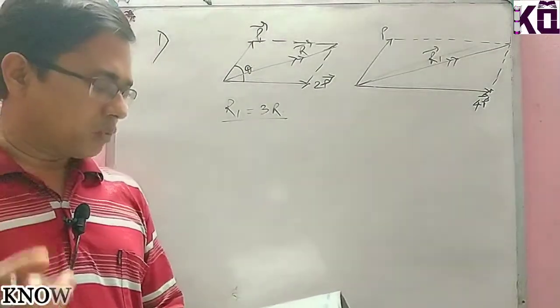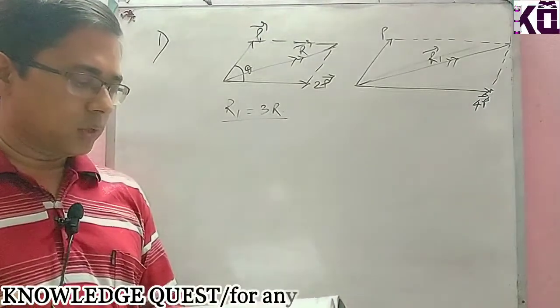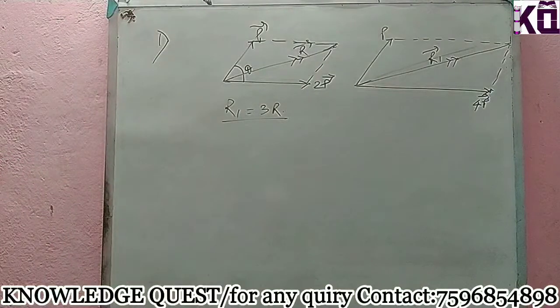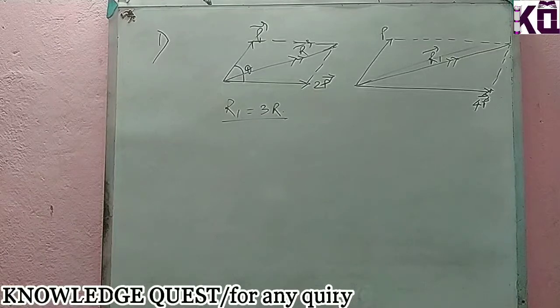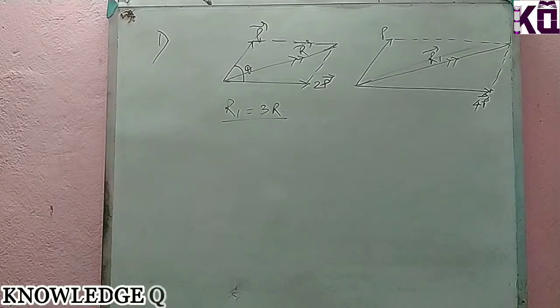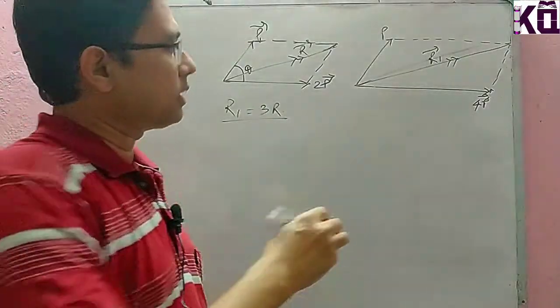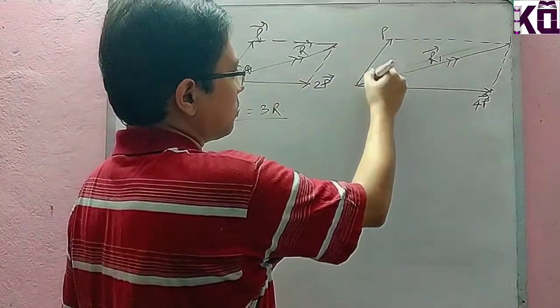Now what you have to identify here: calculate the angle between the two vectors. That is the main part here. We have to identify the angle between 2p and p. That is the main criterion. So now how to identify the angle between those two? Now this one is clear.